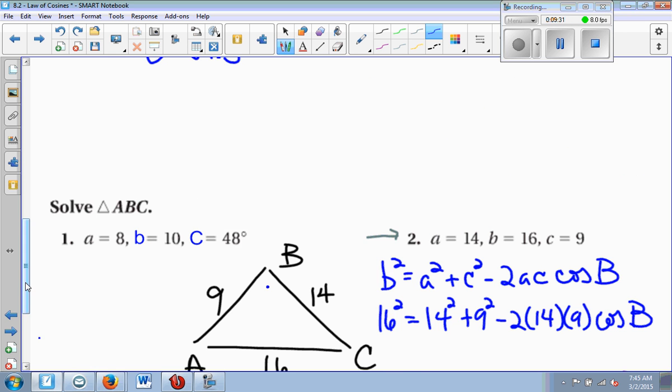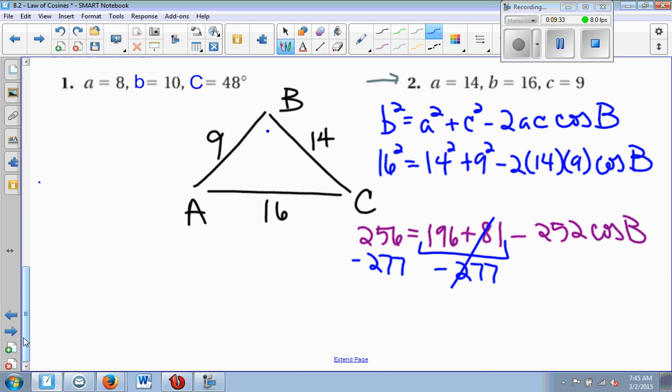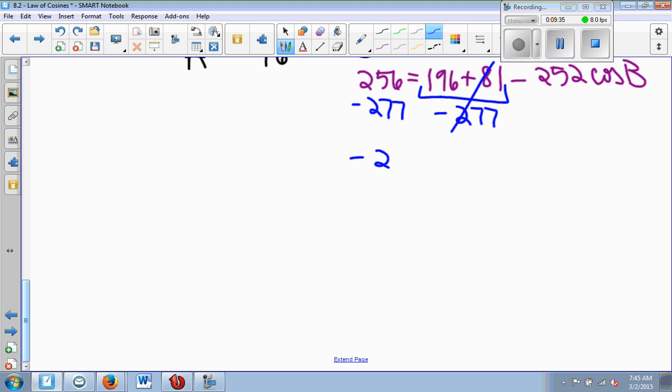So on the left-hand side, I have a total of negative 21. The right-hand side is negative 252 cosine of B. So what I would want to do here now is I'm not going to add the 252 to both sides. We are going to divide both sides by 252. And doing that is going to give me a fraction of 1/12.